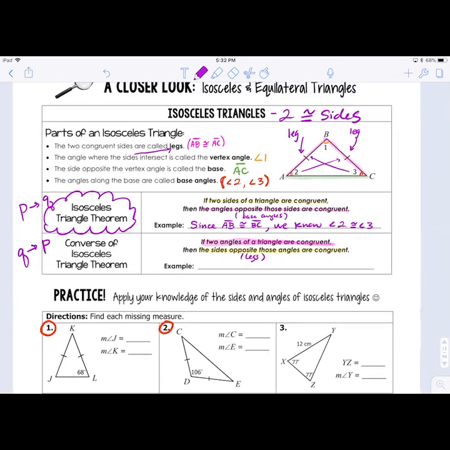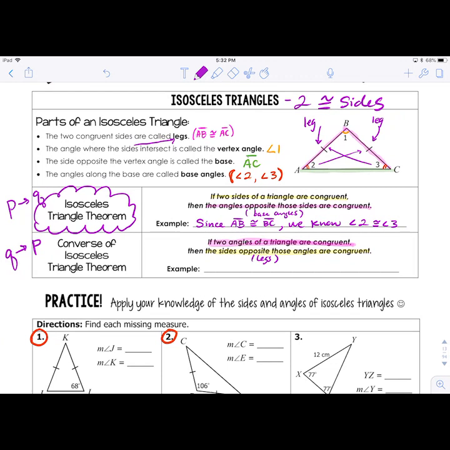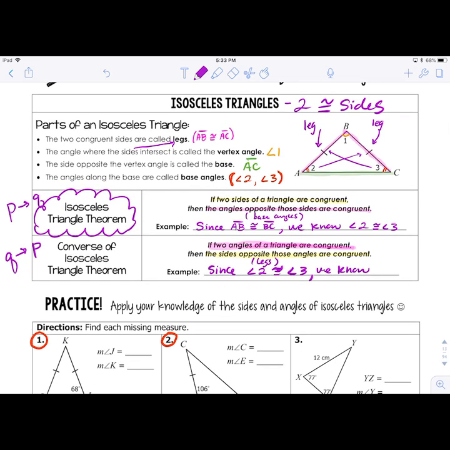So I can write my example in the converse direction as well. So since I know that angle 2 is congruent to angle 3, we know the sides opposite, which are AB and BC, also are congruent. All right, that's really the big takeaway here today for the isosceles triangle. Let's do some examples, okay?